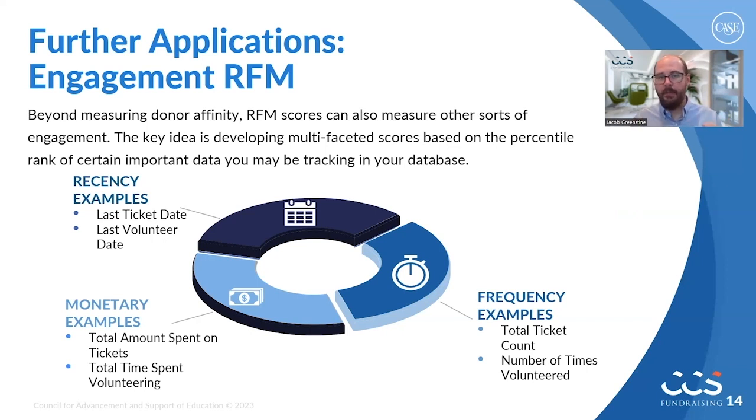For a ticketing situation, when's the last time they purchased a ticket? How much has been spent on tickets? How many times have they purchased a ticket, right? These sorts of things can be used, again, for that kind of three-dimensional score. It's the same idea where you're using a percentile rank, translating this as a more general way of thinking about historical engagement, rather than just looking at the big value of lifetime giving, lifetime volunteer engagement, et cetera.